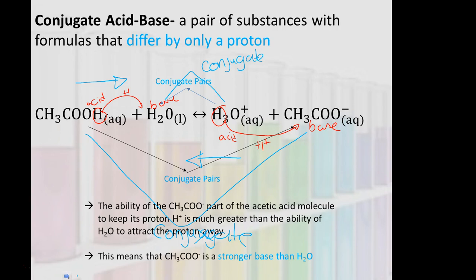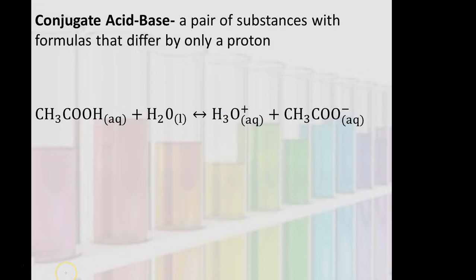So the ability of the acetate molecule to keep its proton is much greater than the water's ability to attract it away, which means that the acetate ion is a stronger base than hydroxide. So we should be favoring the reactants. But we'll look at a kind of redox-type table, comparing this to this. Is this stronger than this? In this case, we'll look at reaction percentage.